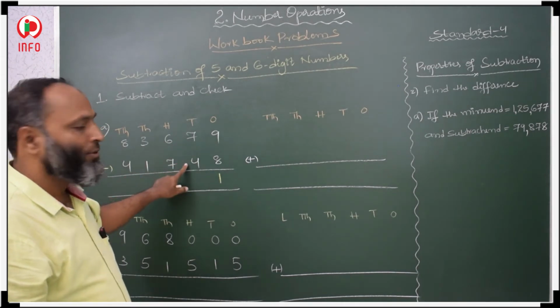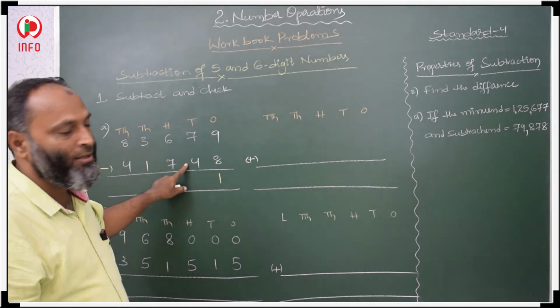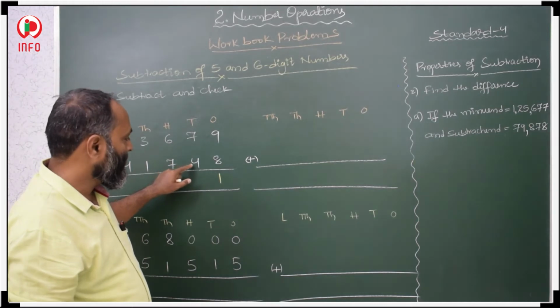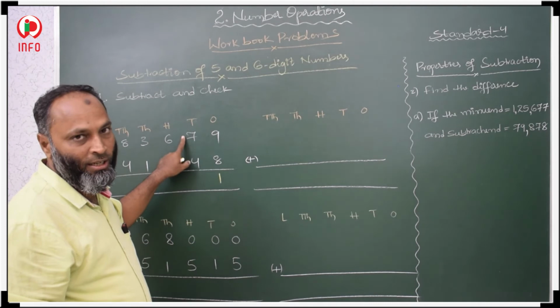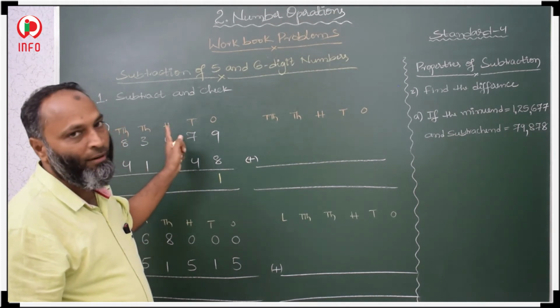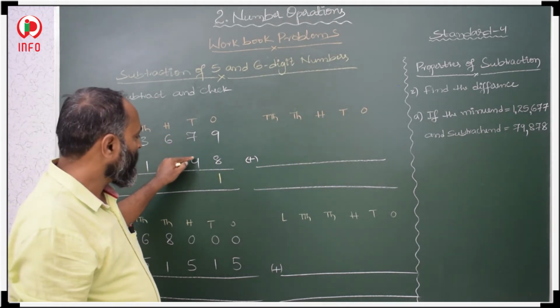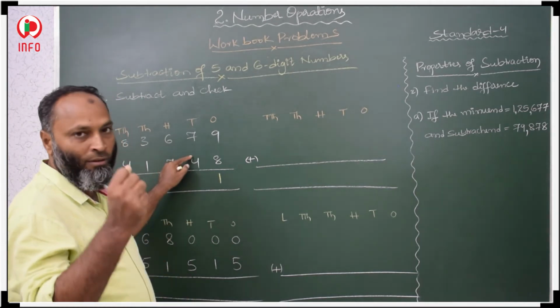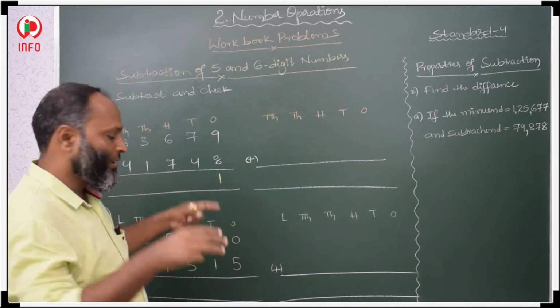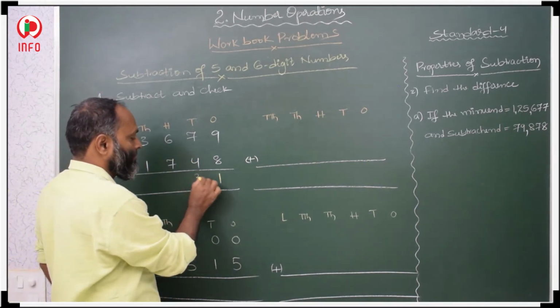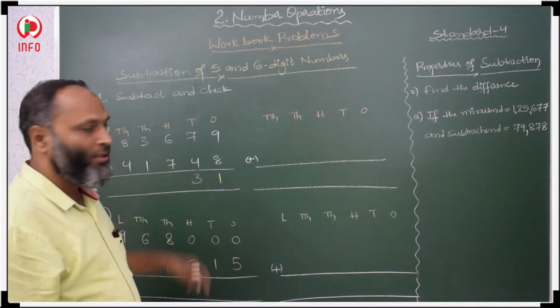7 minus 4. How to subtract? Here the 7 is greater. The minuend is greater, so no need to take borrow. Then from 4 to 7 we have to count: 5, 6, 7. How much? 3. That 3 you have to write here. 7 minus 4 is 3.